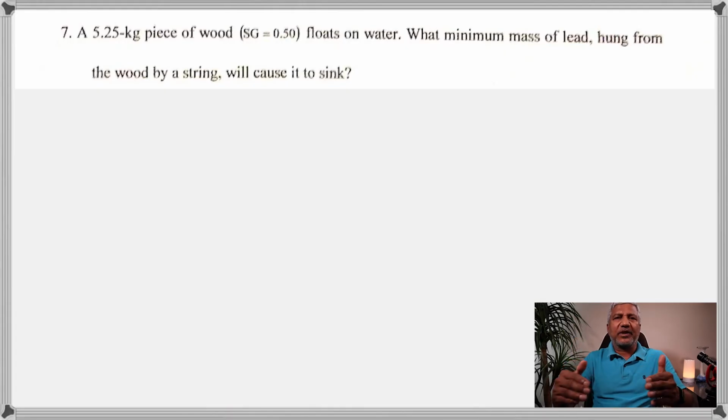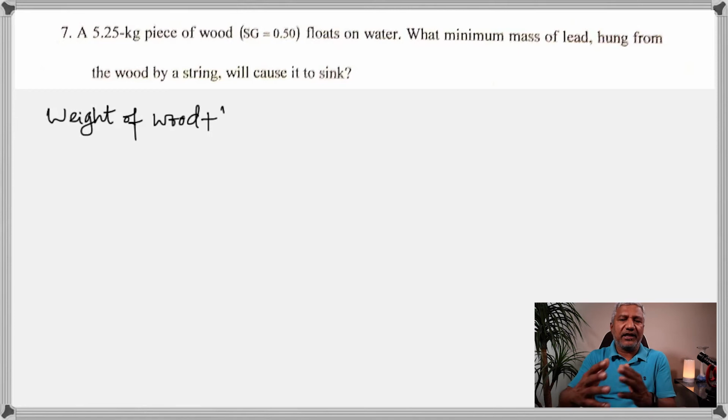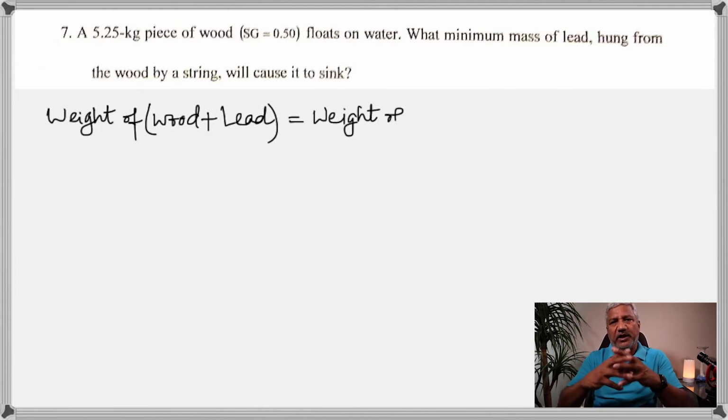How do I know that? Because that's the specific gravity. It's 0.5, which is 50%. And then the question says, if you keep on adding lead to the wood by means of a string, there's going to be a particular mass of lead which when you add, it sinks. What is that minimum mass? Let's do it. It's again finding the buoyant force and setting it equal to the total weight of wood and lead. That is all. So weight of wood plus lead should be equal to the weight of water displaced.